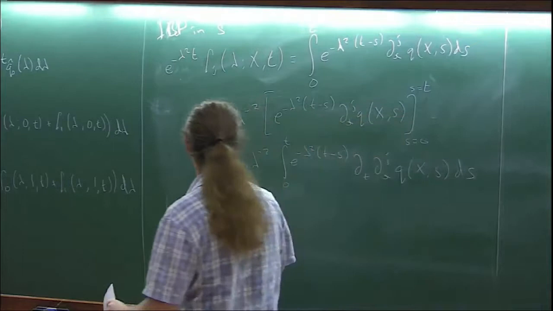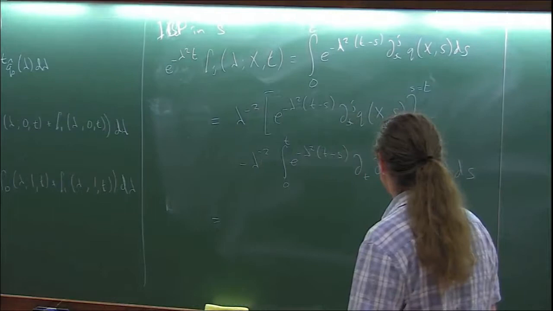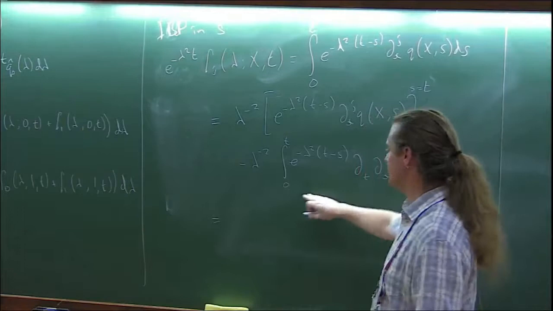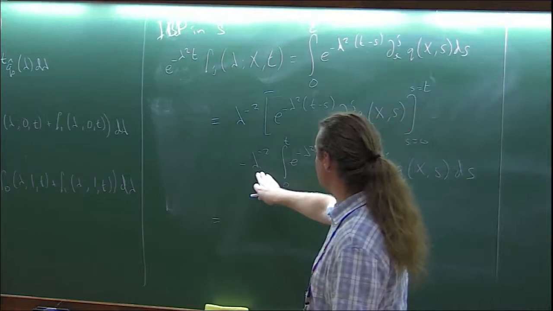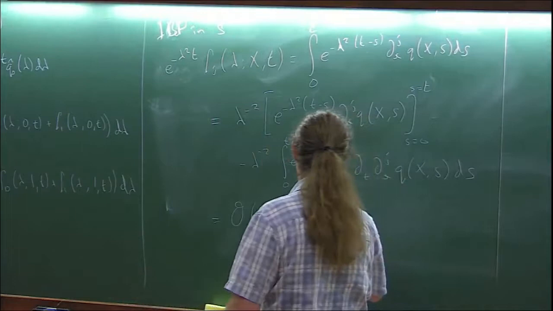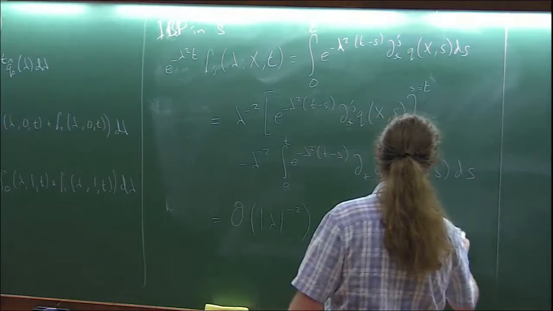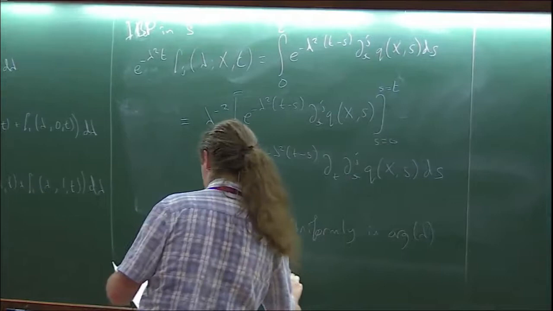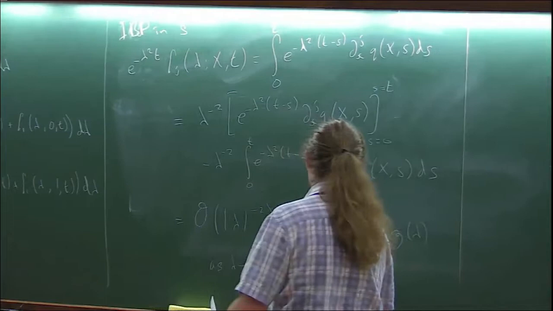In just the same way as Tom suggested, you can use a Riemann-Lebesgue lemma to say that this integral is decaying, and this goes like, so that means that the whole thing goes like order lambda to the minus 2, and this works uniformly in the argument of lambda as lambda goes to infinity, provided we're only caring about what's happening within the closure of E.